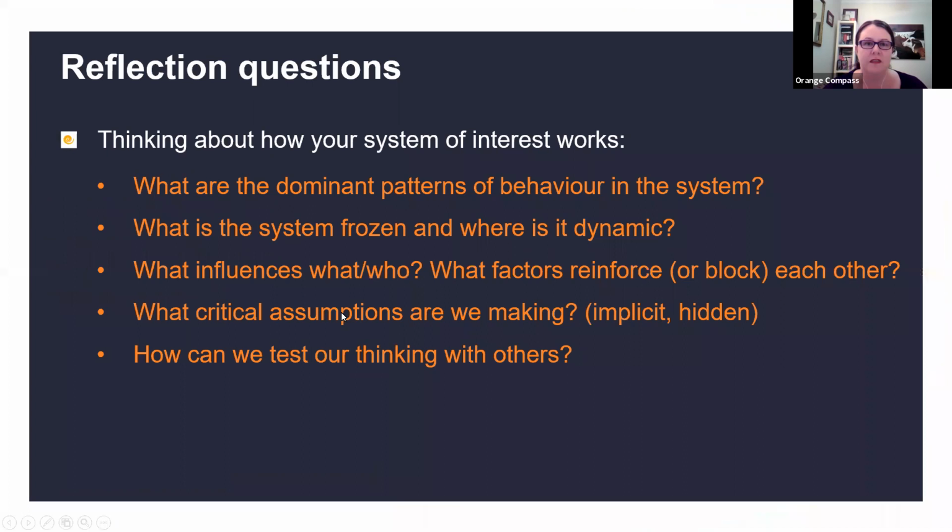So the final thing to reflect on here is, in your own system of interest, whatever that is, have a think about what are some of the dominant patterns of behaviour in the system you're working in. Where is it frozen? Where is it stuck? Or maybe where is it unchanging over a long period of time versus where is it dynamic and changing, and maybe you're seeing a whole set of short-term trends evolve? Who influences what or who? What factors reinforce or block each other?